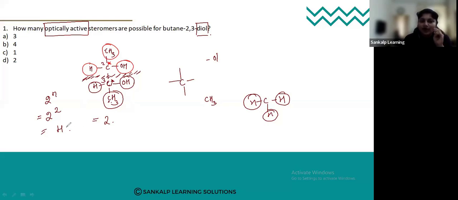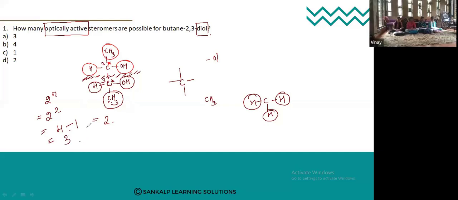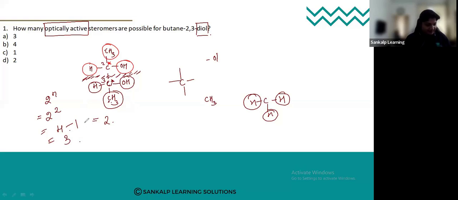So what I have to do? I have to minus 1. So it is 3. So how many optically active isomers are there? It is 3. One of the compounds will be a meso compound, so I have deducted that meso compound. So it will be 4 minus 1, that is 3.